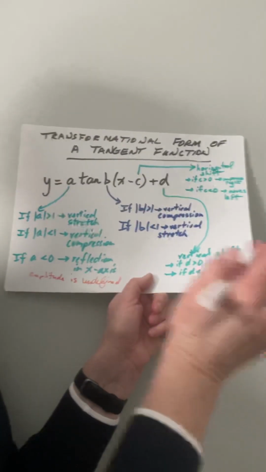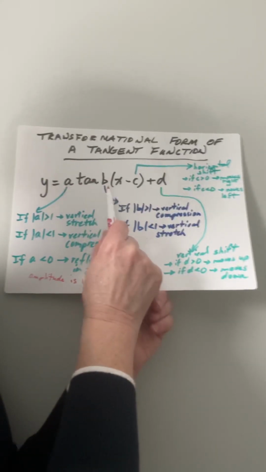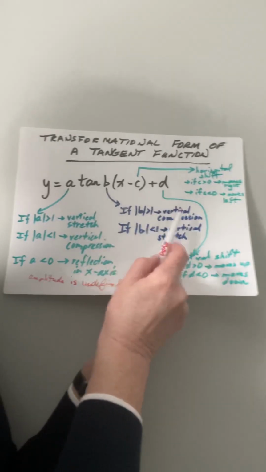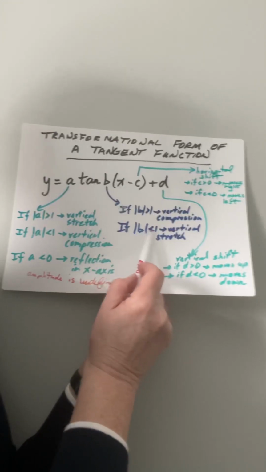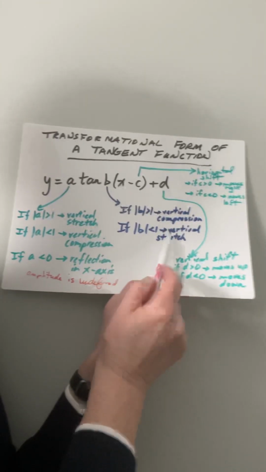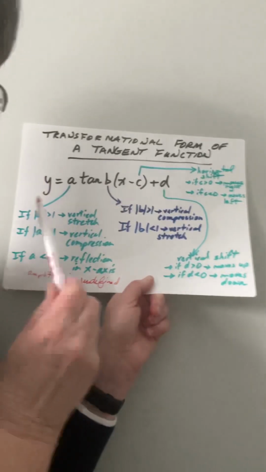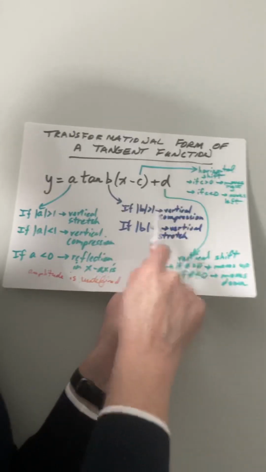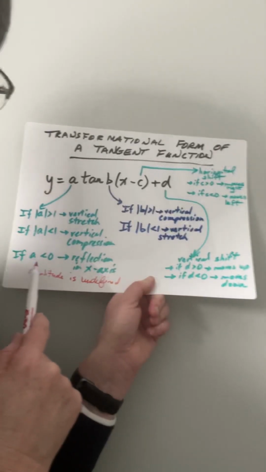All right. b, same position as the other functions. Here we go. If the absolute value of b is bigger than 1, then it's a vertical compression. If it's less than 1, it's a vertical stretch. Notice this is opposite from the a situation, which is exactly the same as for the cosine function and sine function. So bigger than 1, vertical compression. Smaller than 1, vertical stretch.